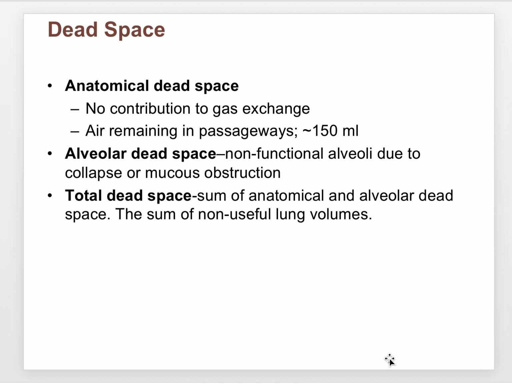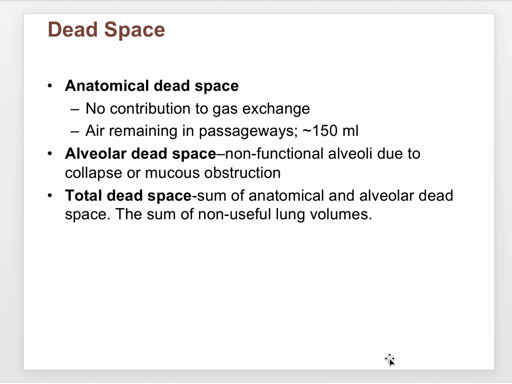There's anatomical dead space in the lungs. This is due to the fact that after you expire all the air, there's still air left over in the lungs and in the alveoli that's used to maintain the expansion of the lungs. Without this air, the lungs would collapse. The total dead space is the sum of the anatomical and alveolar dead space. It's the sum of non-useful lung volumes.